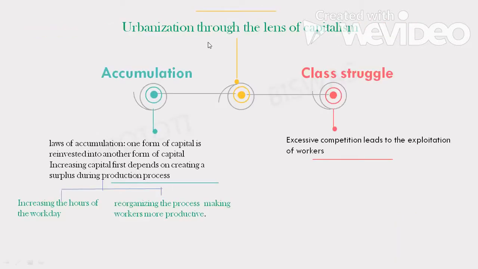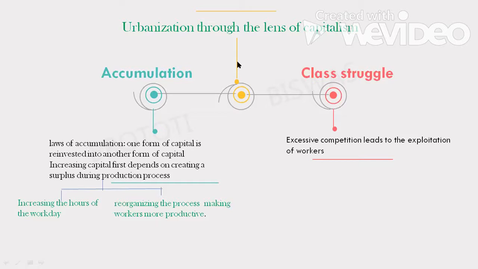So, David Harvey's objective was to understand urbanization through the lens of capitalism. All of us know the meaning of capitalism. Over here, there are two main themes, as you are seeing: one is accumulation and the other one is class struggle. These are the two important themes of capitalism. When we speak about capitalism, it is accumulation of wealth, and then there is always a class struggle.